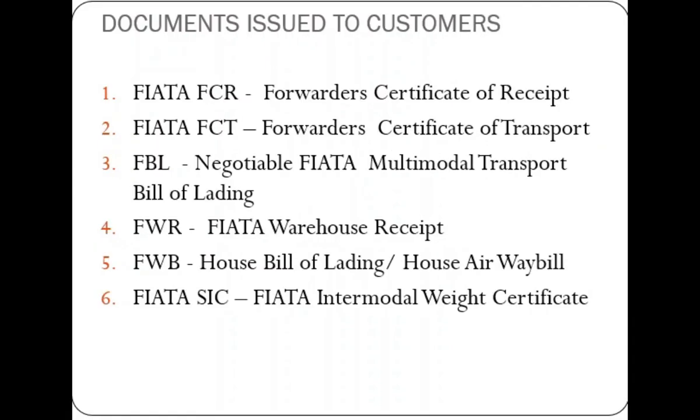The 6 documents issued to customers are 1. The FIATA FCR, which is the Forwarder Certificate of Receipt. FIATA FCT, that's number 2, Forwarder Certificate of Transport. 3. FBL, which is Negotiable FIATA Multimodal Transport Bill of Lading. 4. FWR, which is FIATA Warehouse Receipt. FWB, FIATA Bill of Lading or House Airway Bill. And FIATA SIC, which is FIATA Intermodal Weight Certificate.